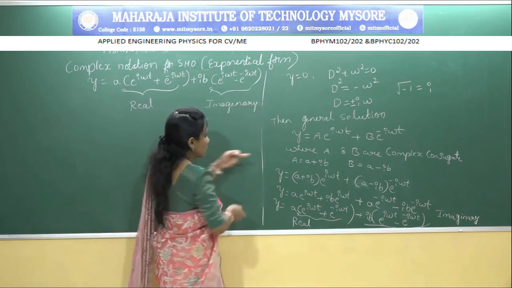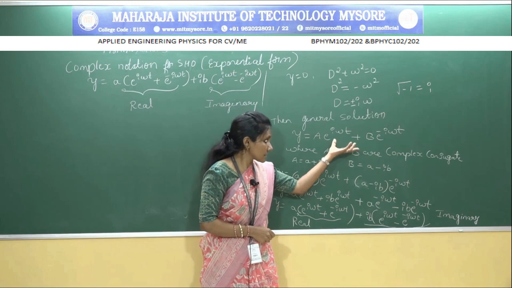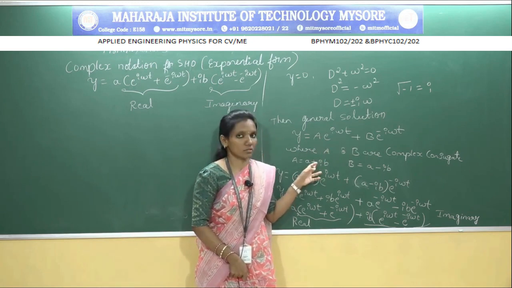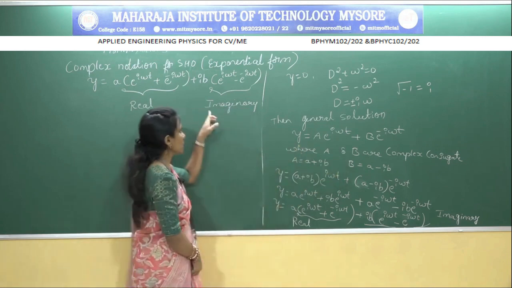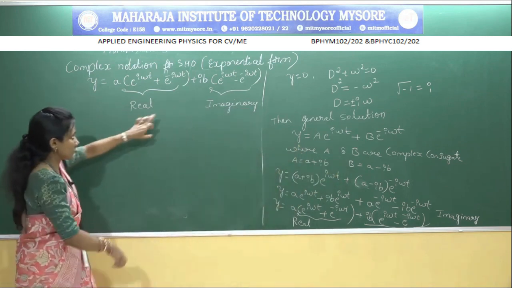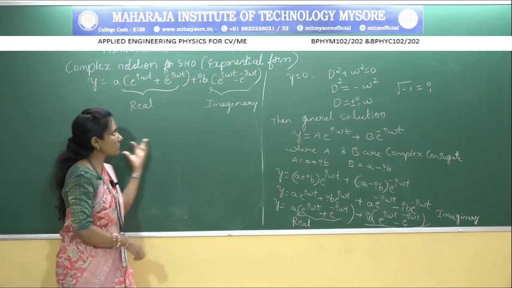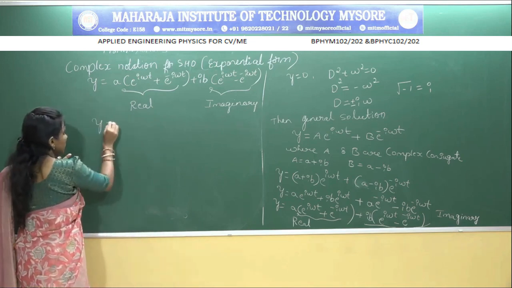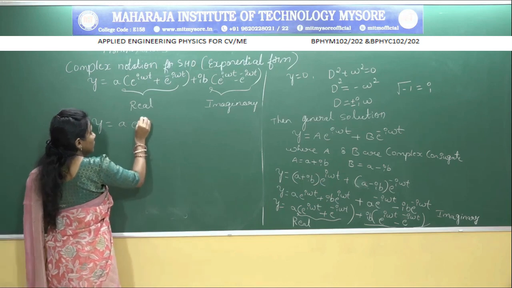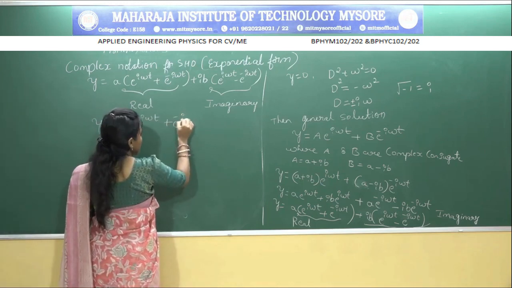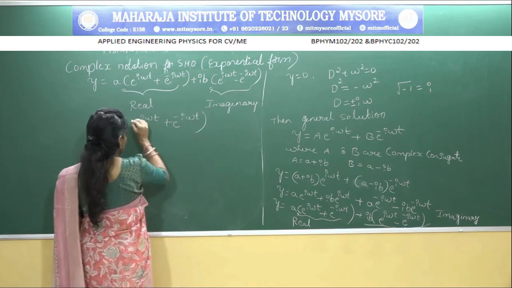So the general solution may give real values or imaginary values, but for our convenience we are taking only the real values; the imaginary values are not required. So y is equal to a into e to the power of i omega t plus e to the power of minus i omega t. Okay.